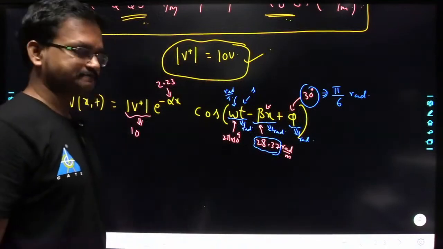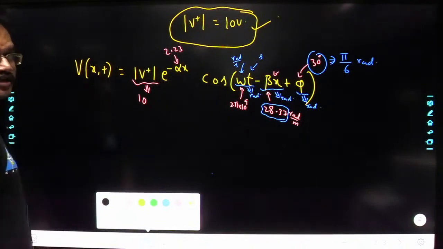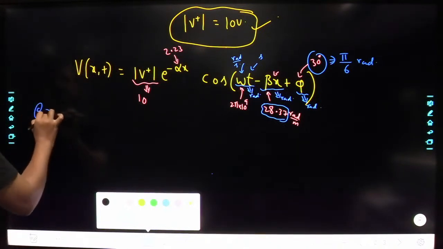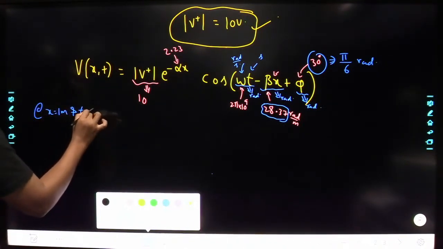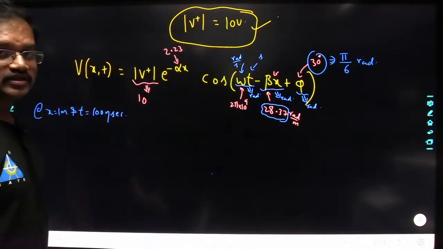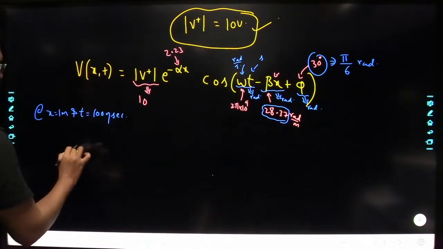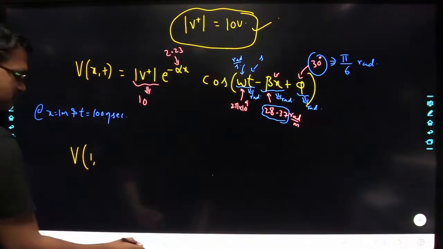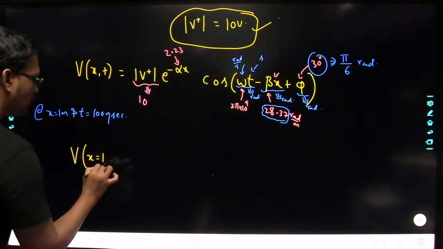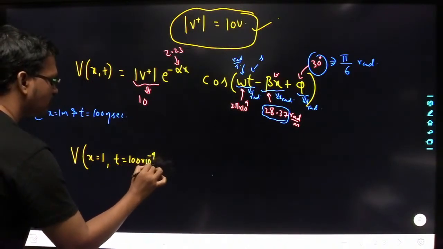So 30 degrees you can write as pi by 6. Now they are asking for the instantaneous voltage at x equal to 1 meter and t equal to 100 nanoseconds. So at this instant, what is the voltage you are going to get? That is V of x equal to 1, t equal to 100 nanoseconds, that means 100 into 10 to the power of minus 9 seconds.